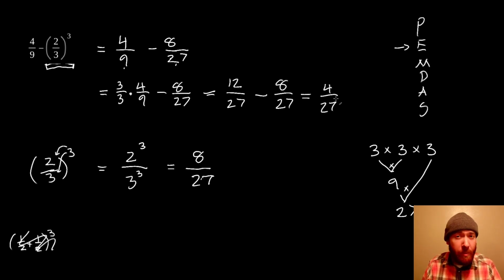Now, do we need to simplify this? Do 4 and 27 have any common factors? No. The only factors of 4 are 1, 2, and 4, and 27 is not a multiple of 2. So we cannot simplify this, and so 4 over 27 is going to be our answer.